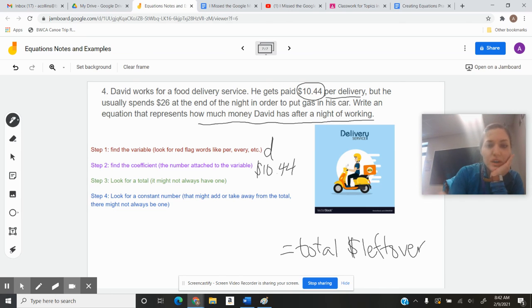Okay, so I am going to take this 26. Because I'm looking for the total, I don't know the total yet. I know that this 26 is the constant number that's going to be adding or taking away from the total. Because he's spending $26, like he's getting paid $10.44 per delivery, then he has to take away 26 of that dollars to put gas in his car that night. This one is going to be a minus.